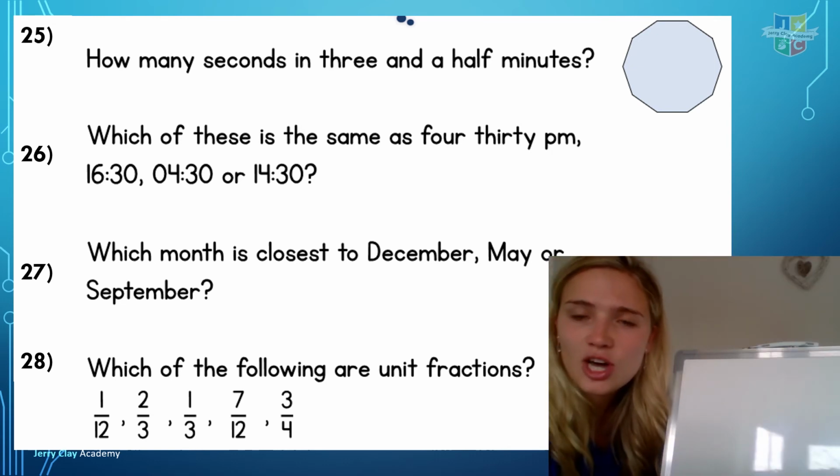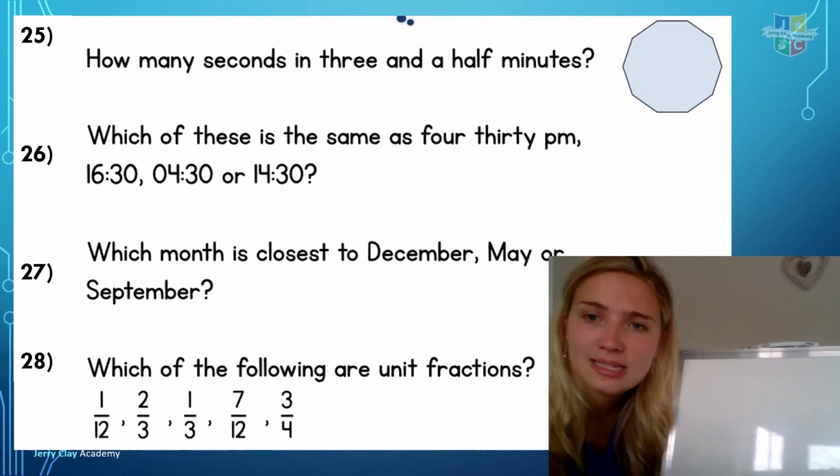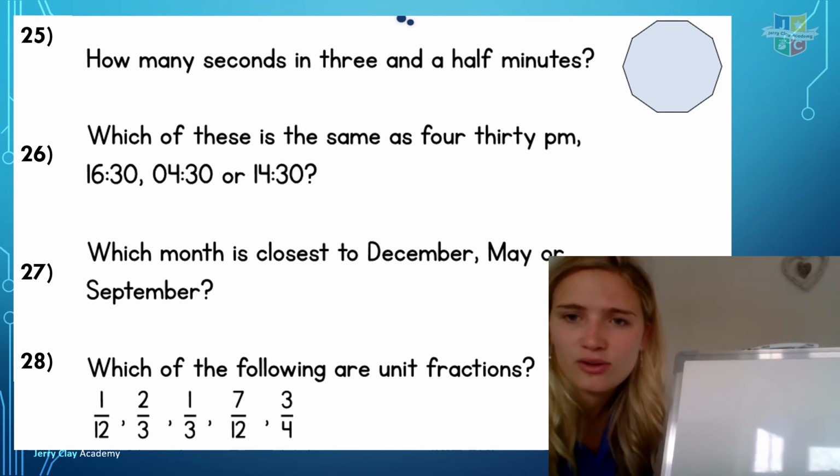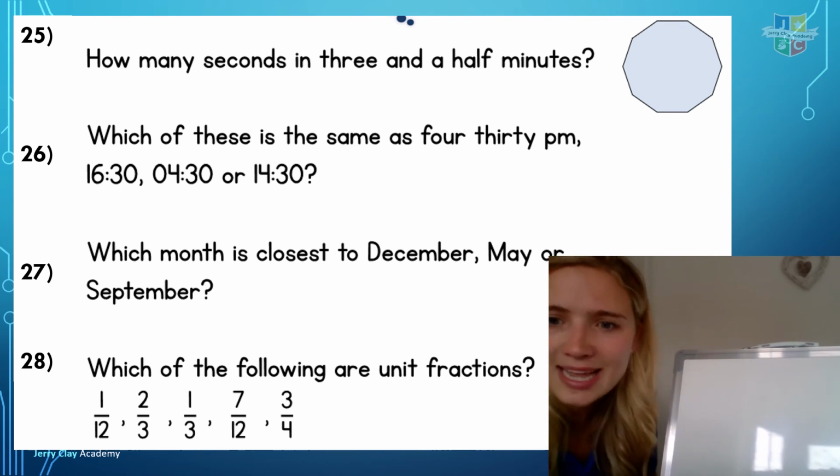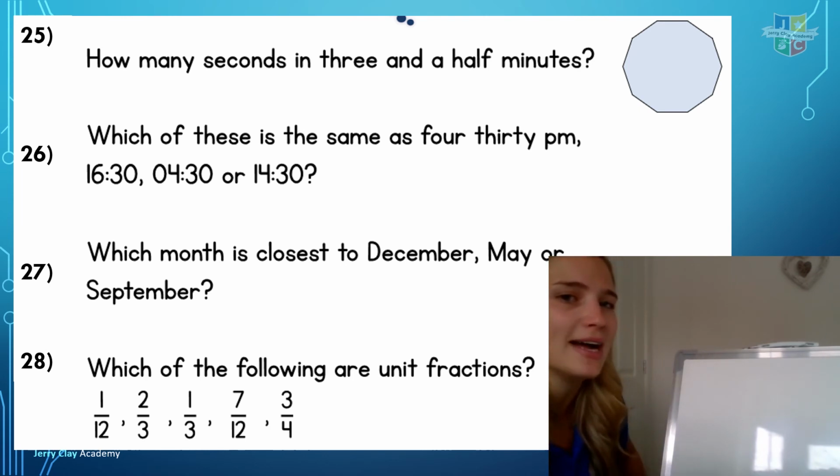Okay, so the shape at the top, if we count, is a 2D shape, and let's count the sides. 1, 2, 3, 4, 5, 6, 7, 8, 9, 10. And a 10-sided shape is called a decagon. Well done if you got that one right.